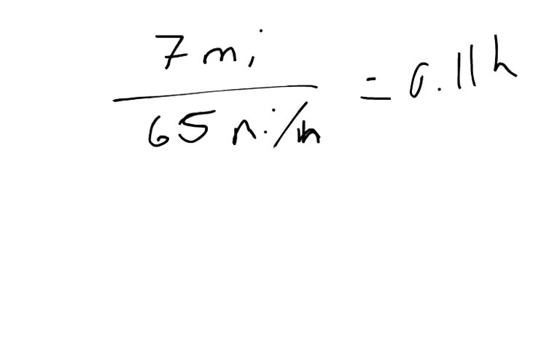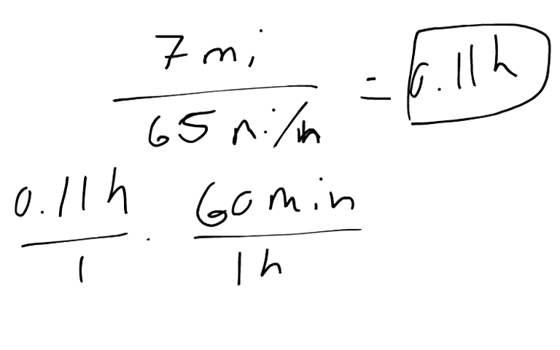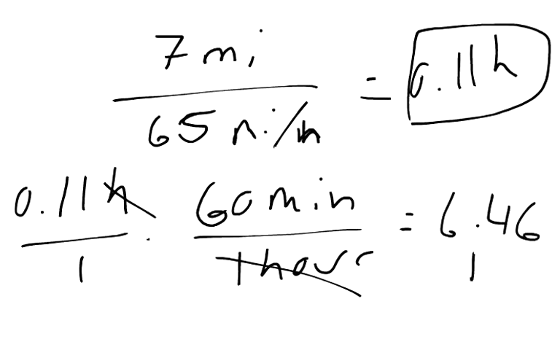Now it wants to know minutes. How much sooner did the faster car get there in minutes? So we're going to end up having to convert this to minutes. 0.11 hours over 1, multiply that by 60 minutes in 1 hour. Now our hours can cancel, and we get 0.11 times 60 equals 6.46 minutes.